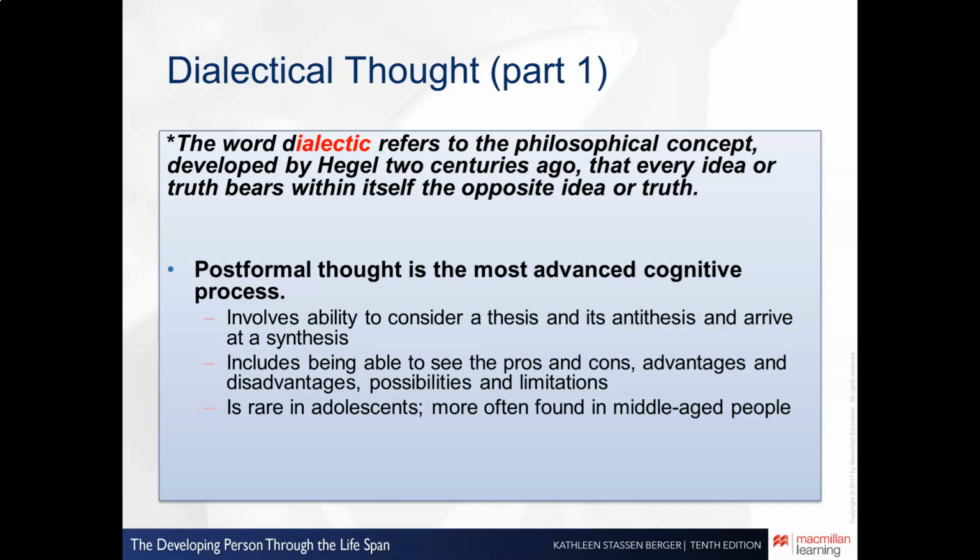Additionally, it includes being able to see the pros and cons, advantages and disadvantages, possibilities and limitations of certain choices, certain ways of thinking, certain types of behavior, et cetera. They say that's that type of reasoning. It's very rare in adolescence, and it's more often found in middle-aged people. You might want to take a moment and consider why that would be the case.